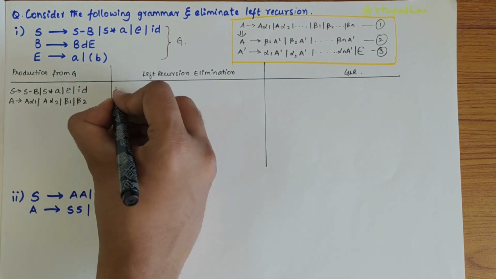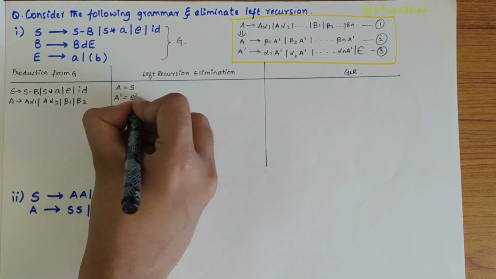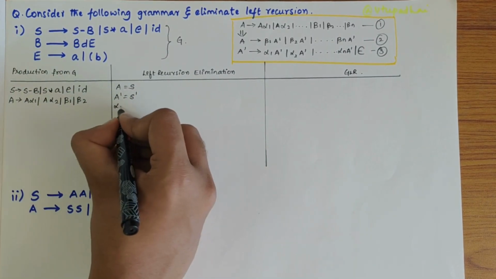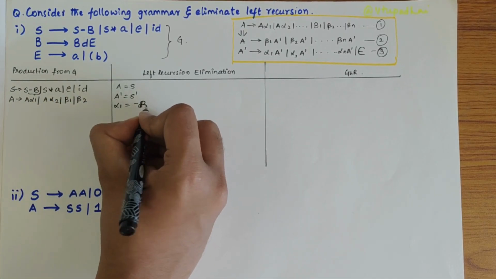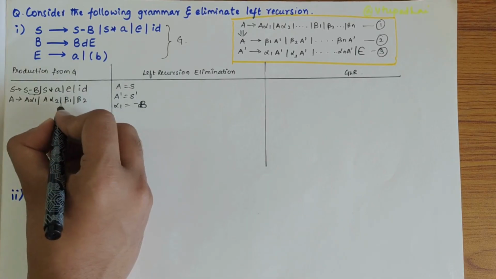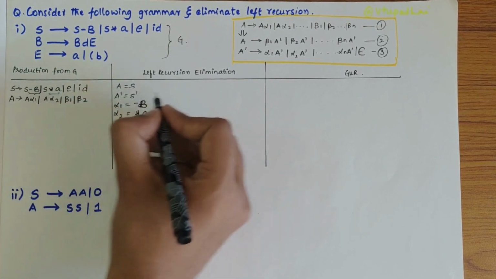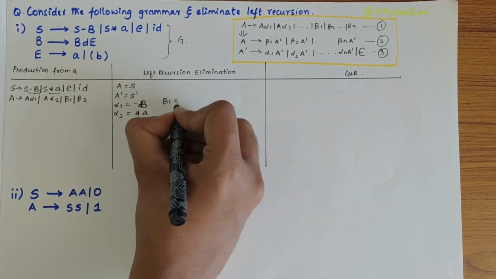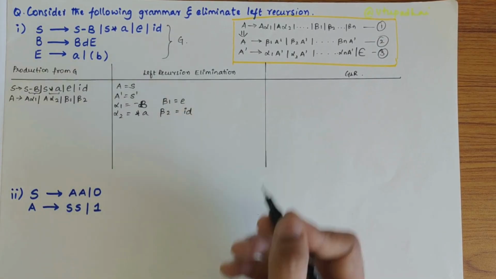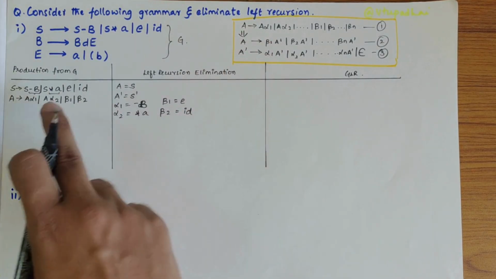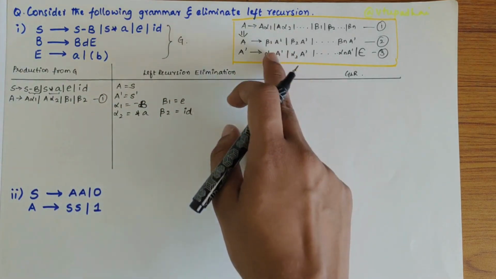So here A is equal to S, and A dash would be equal to S dash. Then alpha 1 is minus B, and alpha 2 would be star A. Then we have beta 1 equals E and beta 2 equals ID. So converting this was our first equation, right? Now let's convert the first equation to the second and third equations.